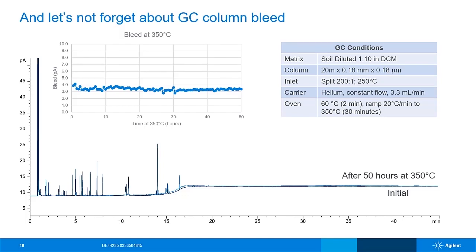If your bleed is too high, then you will get a very small peak because the rest of the peak is probably buried in that bleed coming from the column. So it's very important to keep that low profile, and that's what our 5MS UI columns do. But also as important is to keep that low bleed profile consistent over long periods of time.